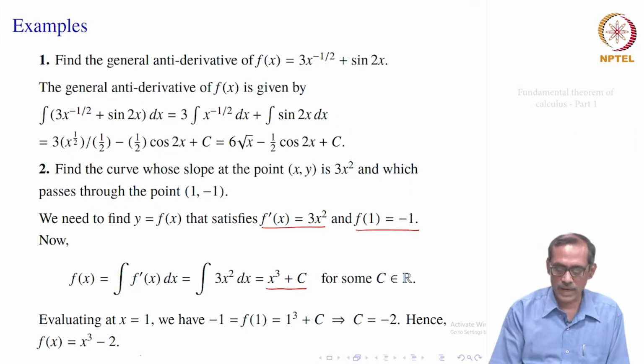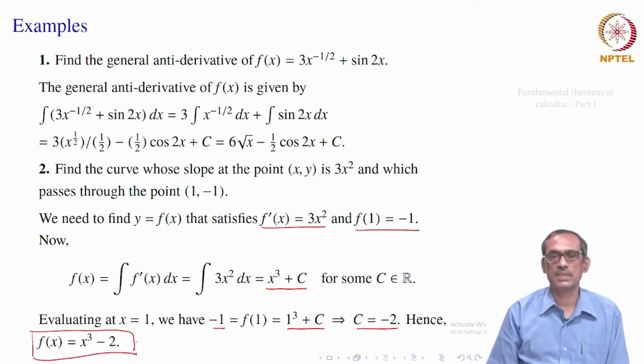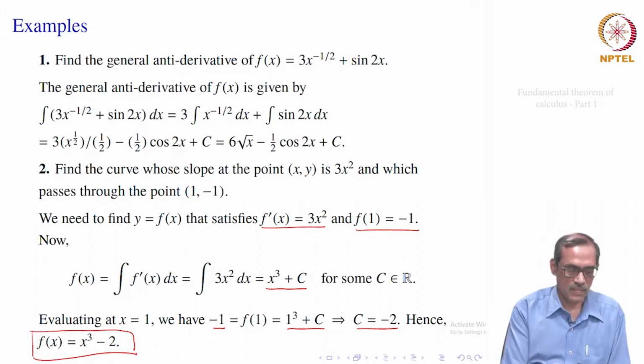So, when you take f of 1, this gives on the left side minus 1, on the right side you get 1 cubed plus c. So, c equal to minus 2. Hence, f of x is equal to x cubed minus 2. That is how simple differential equations whose derivative is known and a point where the curve passes can be solved. Okay. Let us go to another example.